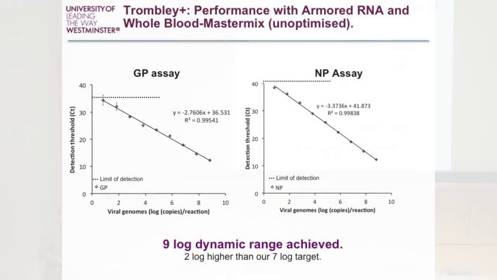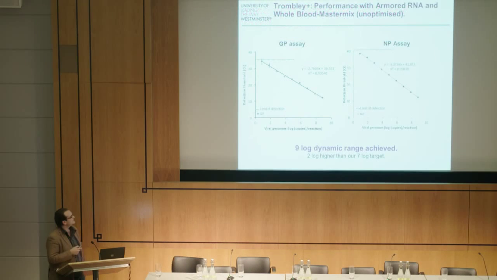Next, we looked at dynamic range and low limit of sensitivity. 9 points, fairly straight, 0.99 on the R squared. We're going down from 1 to 9 log copies of the viral genome. This is the CT number, the cycle number that we saw in the previous graph. So as you can see, it's nice log linear relationship for the 2 assays. Incidentally, this is 2 logs higher than our 7 log target, so we're quite happy with that.